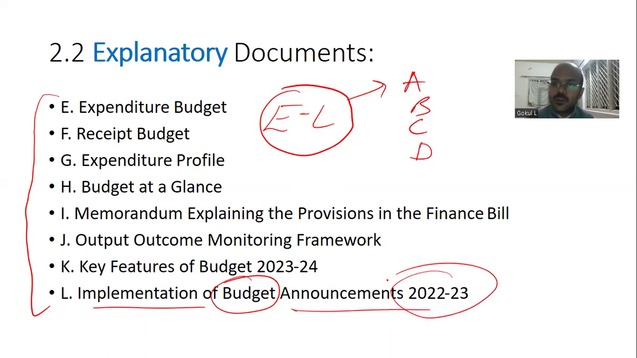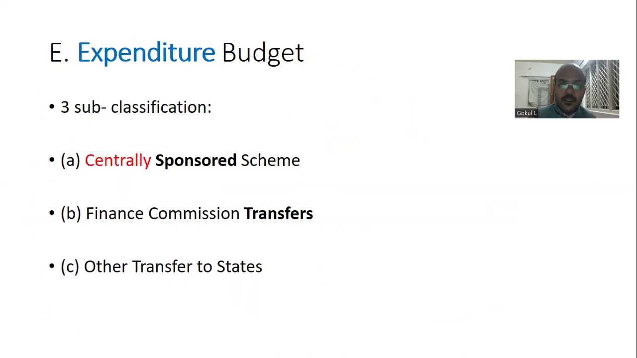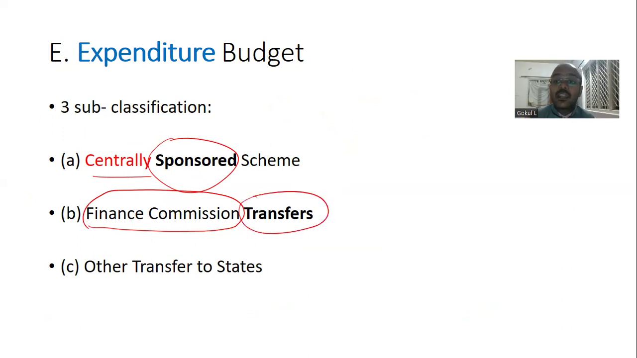And very important is implementation of the budget announcement of the previous year. Correct. You made some promise as a government. You have to show in the next year that yes, I have achieved it. I had taken this much amount, and now I've proved it. That is the implementation aspect. And the expenditure budget has 3 wings: centrally sponsored schemes, and any transfers made from the finance commission's recommendation to the state governments or ministries. Very important. Next, other transfers.